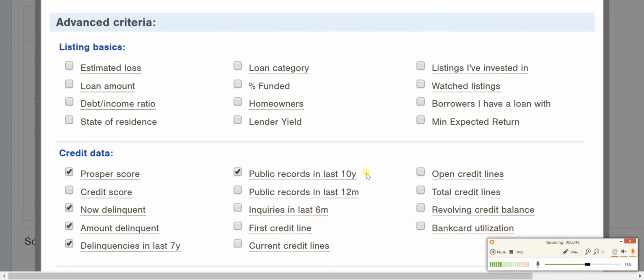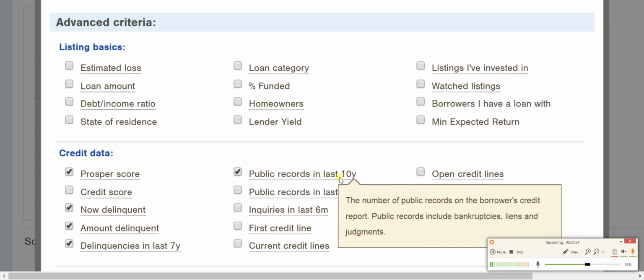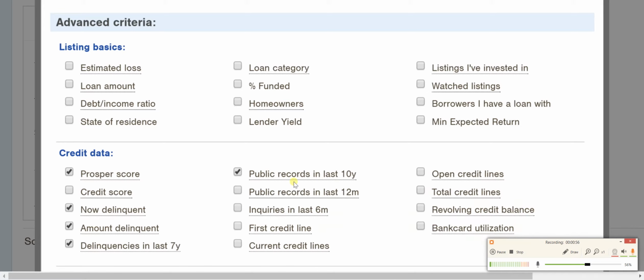Public records in the last 10 years. This can be everything from something legal to a bankruptcy, and pretty much I don't want you to have any of those. If you do, it's usually not a good thing, and it's also been statistically shown that borrowers who have a public record tend to default more frequently.